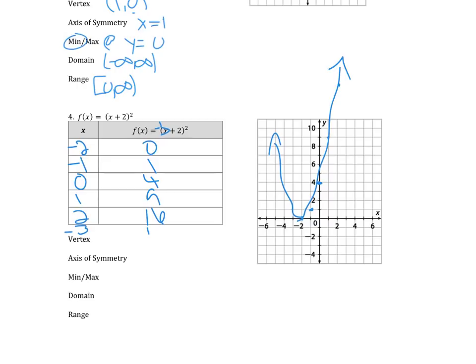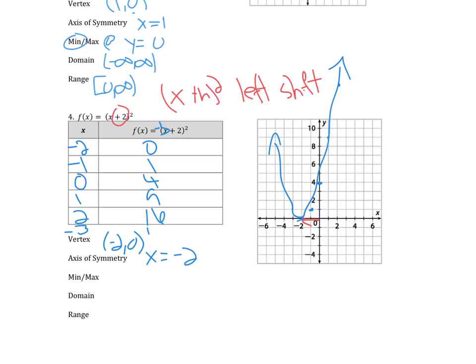Again, we see a shift from (0, 0) by 2, and it's left because that is x plus 2. We talked about when it's plus h squared, that is a left shift. And let's fill in. Our vertex now is at (-2, 0). Our axis of symmetry is x equals -2. We have a minimum at y equals 0. Domain is negative infinity to positive infinity. In the range, we'll do an inequality method as y is greater than or equal to 0.